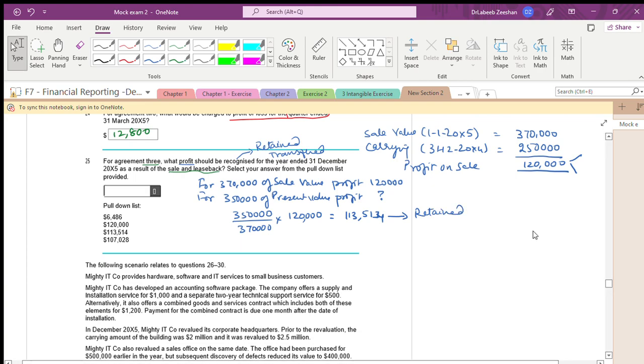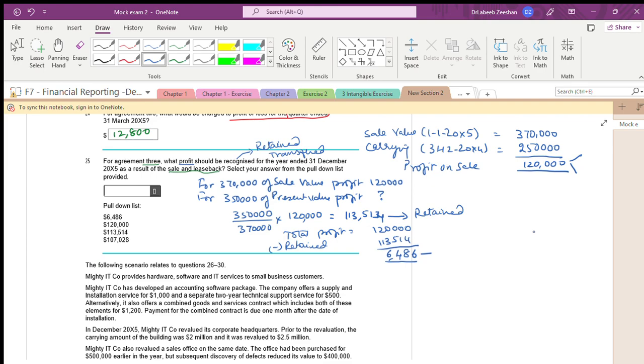Total profit is 120,000. Minus retained, which is 113,514. Difference is 6,468. How much does this have to be? This has to be recognized as on 31st December 2005.